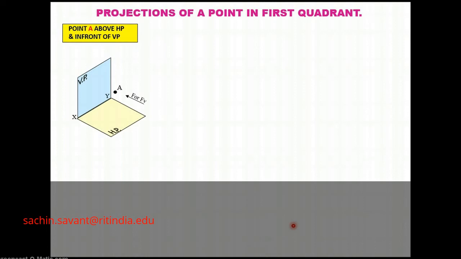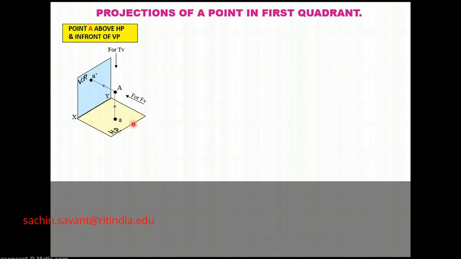Then let us have the 3D view of the projection of point A, which is in the first quadrant. Now we are dealing with only the first quadrant. So point A is at some distance above the HP and at some distance in front of VP, and this is the A dash projection, that is the front view projection A dash. Then this is the projection, that is the top view projection.